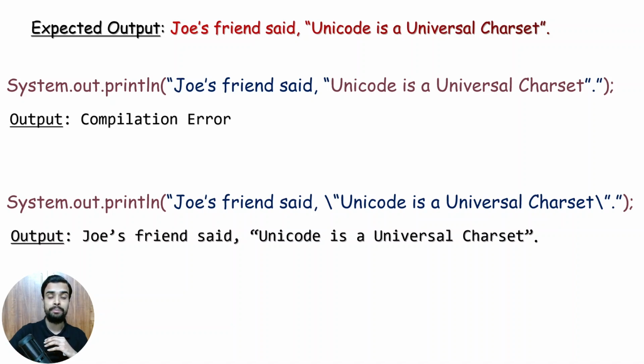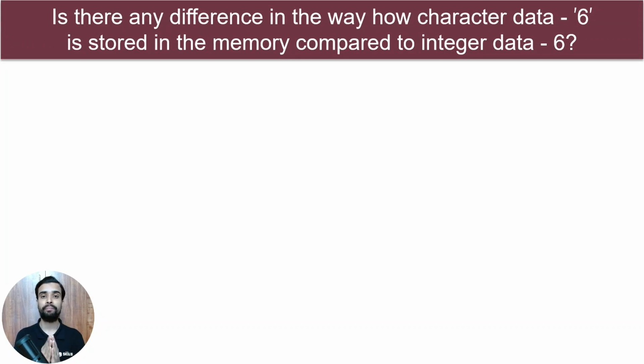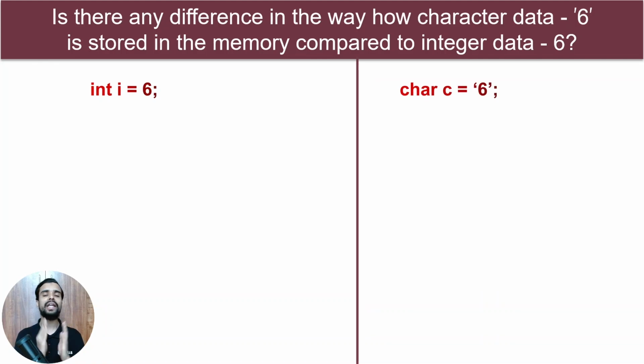Anyways, it is now time for a check for understanding. This is a commonly asked interview question: is there any difference in the way the character data 6 is handled in Java compared to integer data 6? Let me simplify this question for you and straightforwardly ask this: is there any difference between these two initialization statements? Though in both of these statements the data happens to be the same, which is nothing but 6, there is a huge difference as to how Java would handle these two pieces of information in memory.